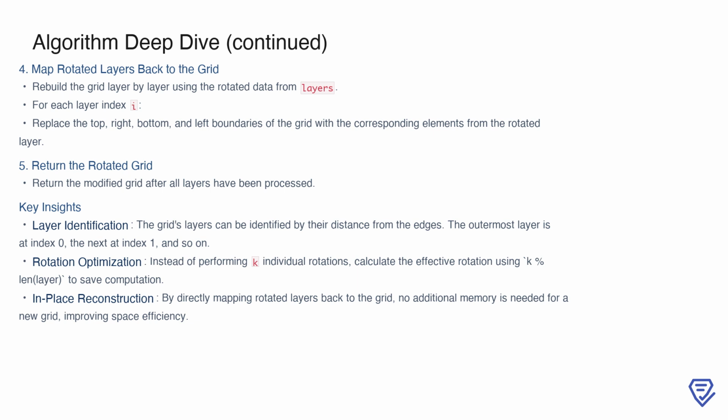The rotation itself can be performed using slicing. We take the last k_effective elements of the layer and concatenate them with the rest of the layer. After rotating, we store the updated layers. With the layers rotated, we now need to map these changes back to the grid.